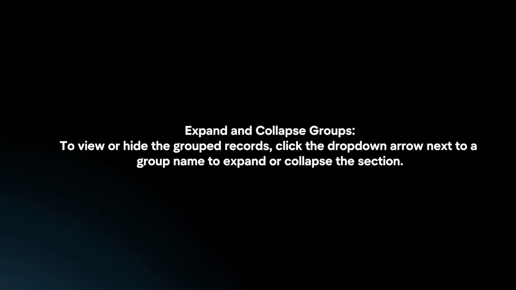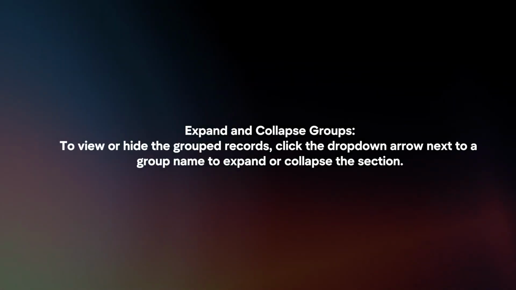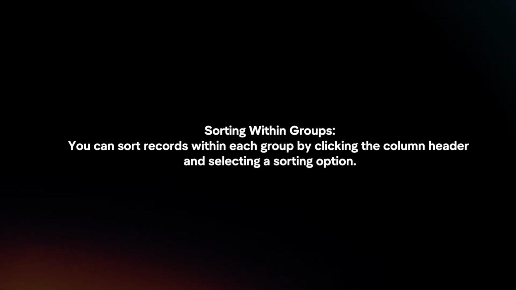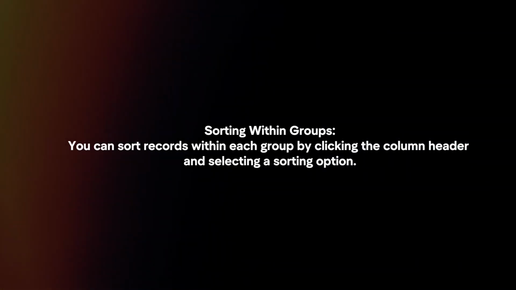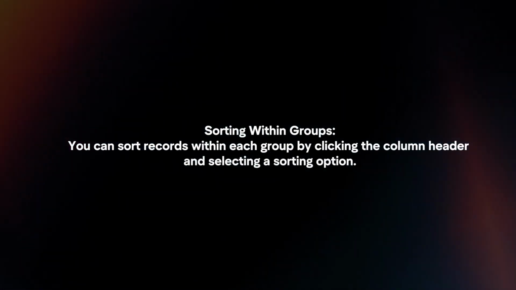Expand and collapse groups. To view or hide the grouped records, click the drop-down arrow next to a group name to expand or collapse the section. Sorting within groups. You can sort records within each group by clicking the column header and selecting a sorting option.